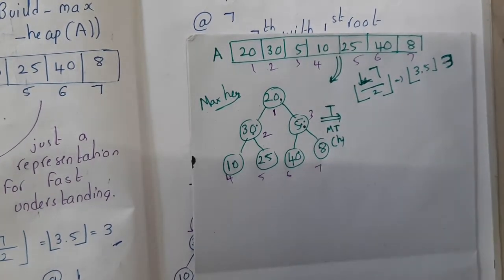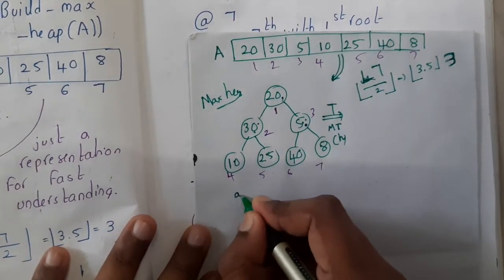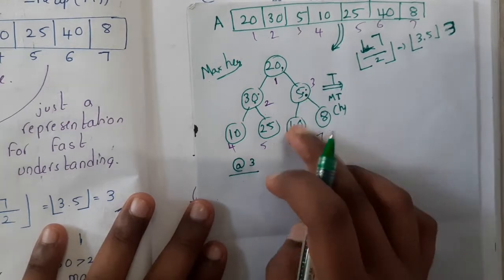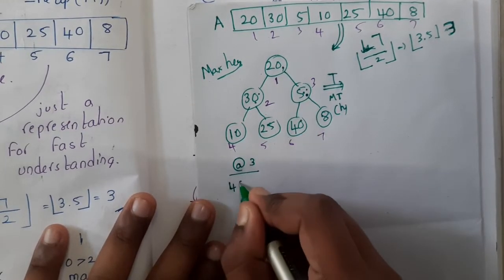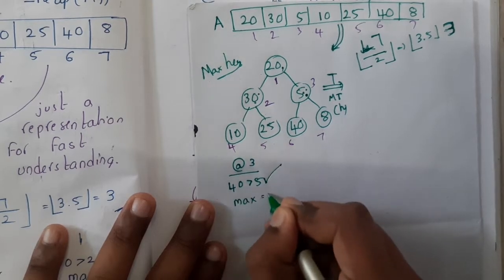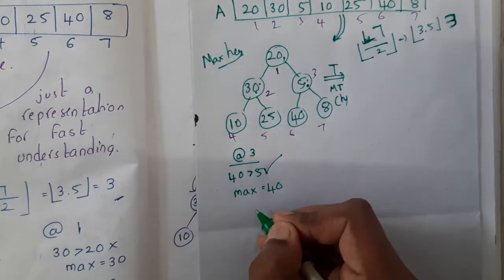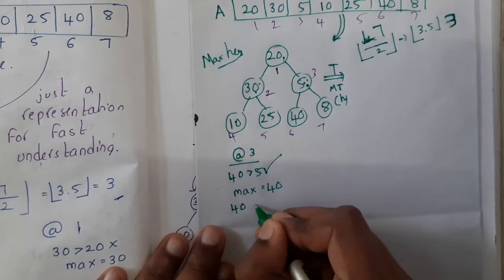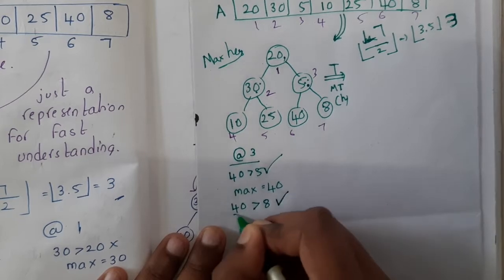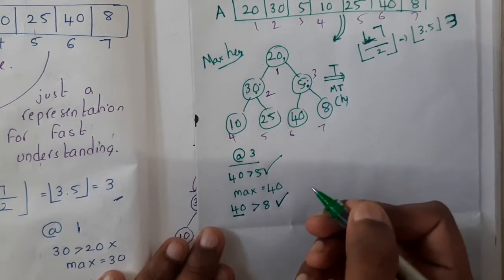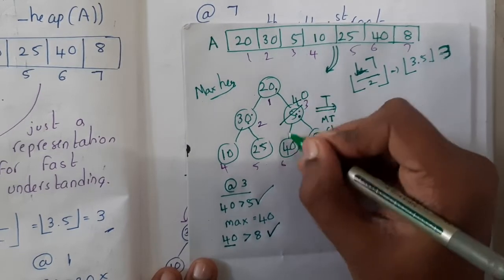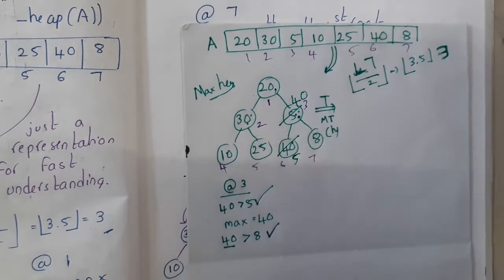Let me write it this way. At spot 3, the first step is to compare the left and right elements. Is 40 greater than 5? Yes, so in the maximum you store 40. The next step is to compare: is 40 greater than 8? Yes, so 40 is the final maximum value. Now you swap this 40 here and write this 5 here. It is quite a simple swap.